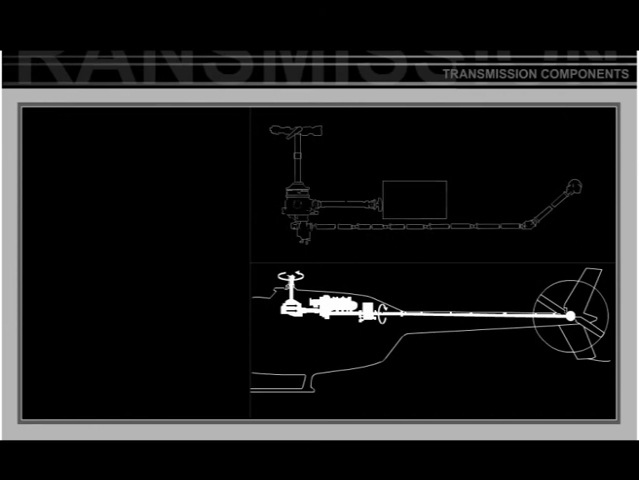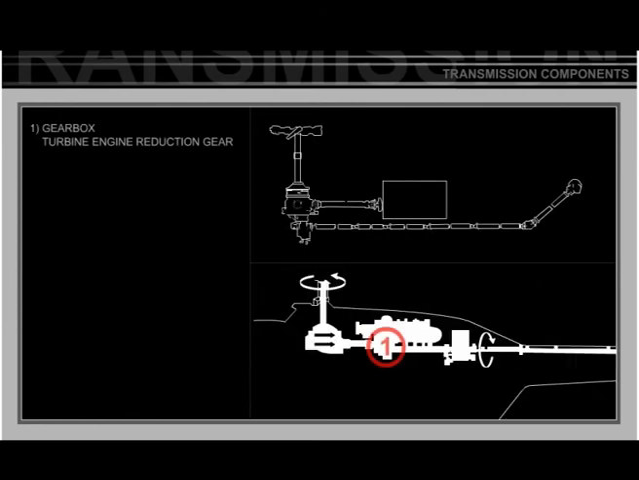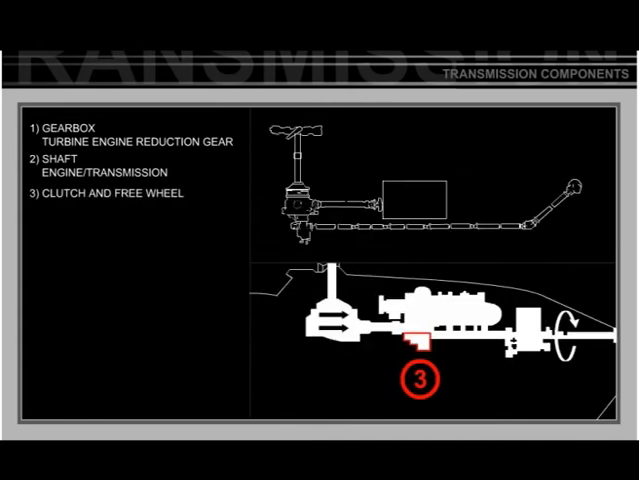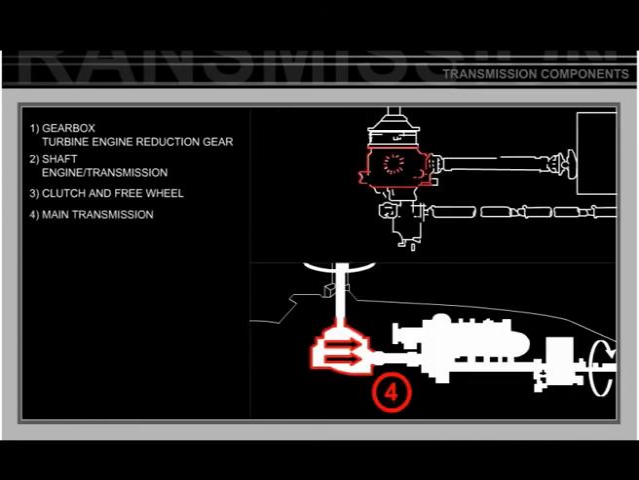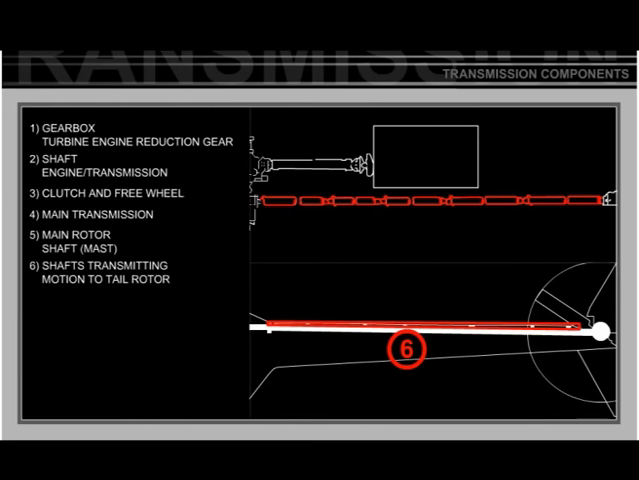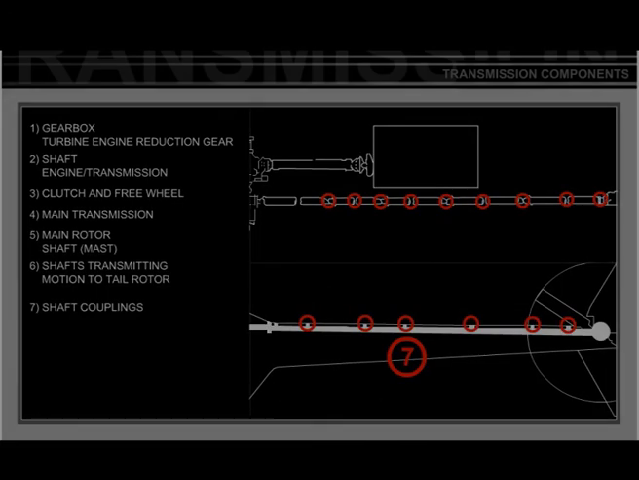The transmission system of a helicopter are as follows. The reduction gearbox of the turbine engine, or engine group. The engine transmission shaft. The clutch and freewheel assembly. The main gearbox. The main rotor shaft, which is usually called the mast. The shafts that transmit motion to the tail rotor. The couplings of the motion transmission shafts.